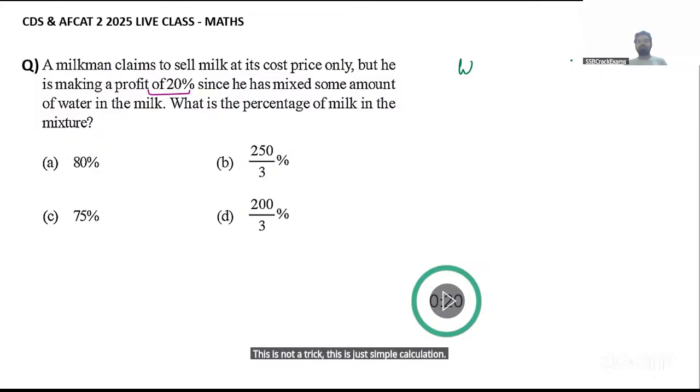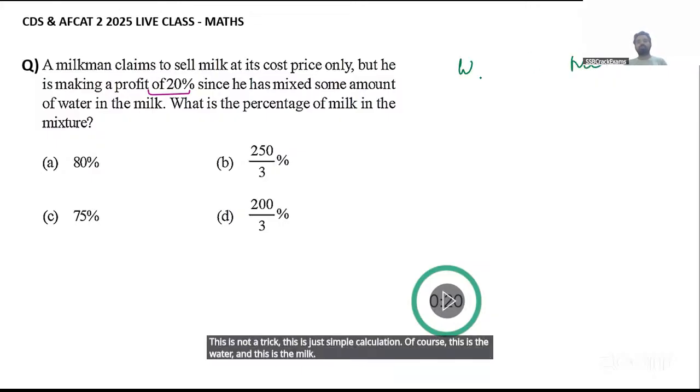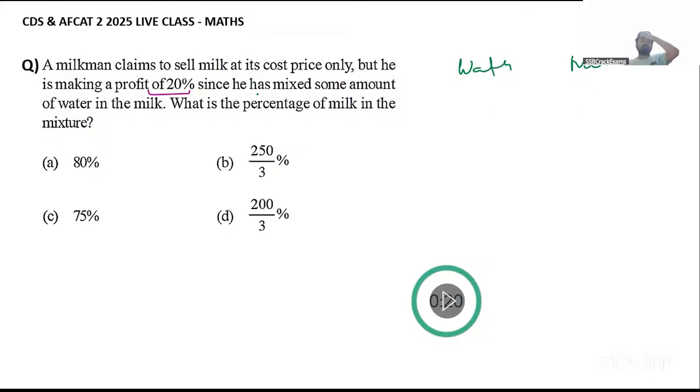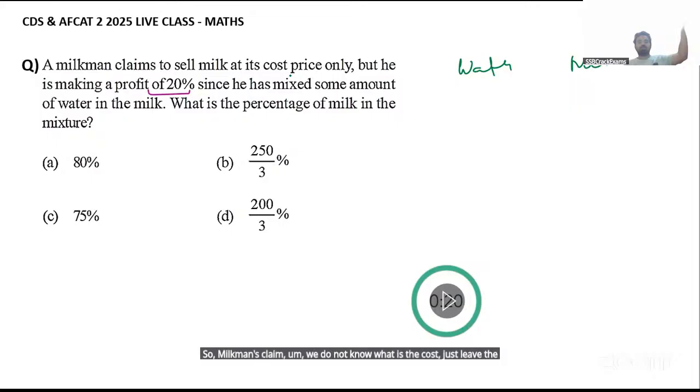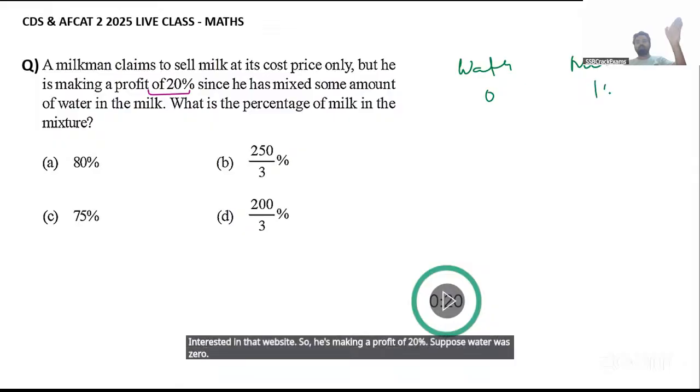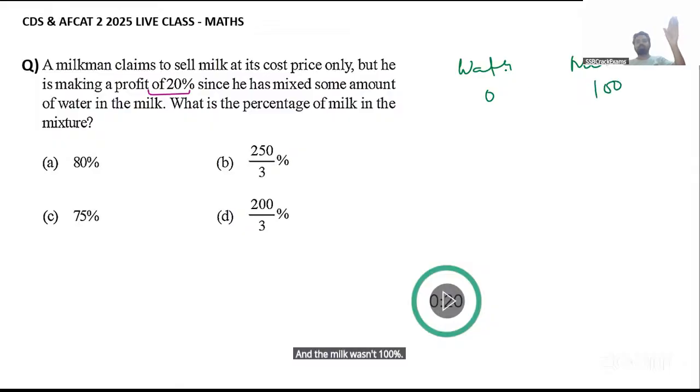Suppose this is the water and this is the milk. So a milkman claims, we do not know what is the cost. Just leave the cost price. We are not interested in the cost price. So he is making a profit of 20%. Suppose water was zero and milk was 100%. Initially, suppose he does not mix any water in the milk.